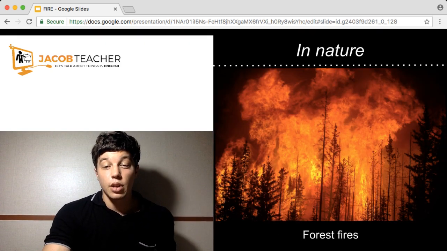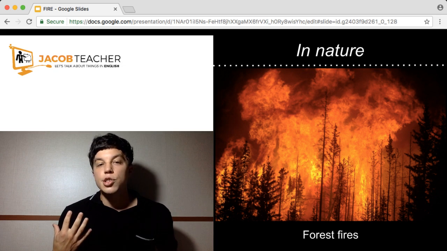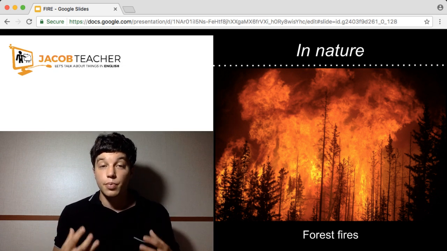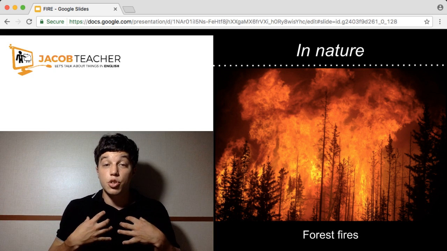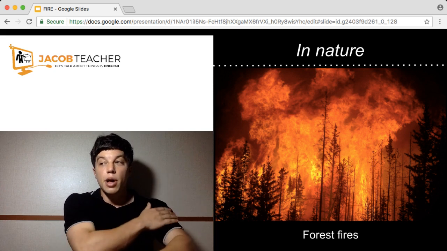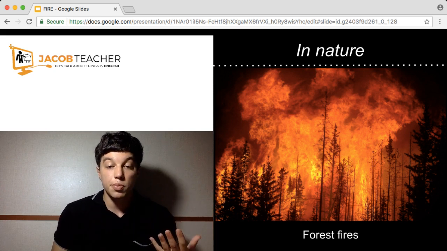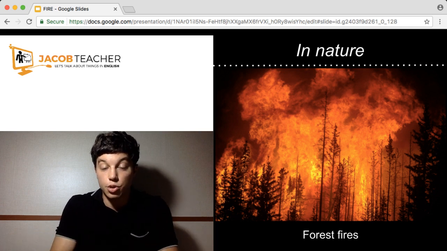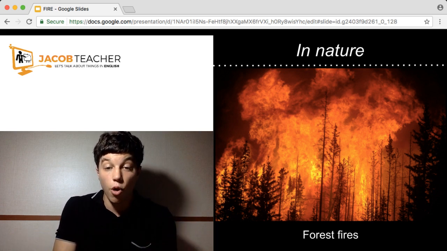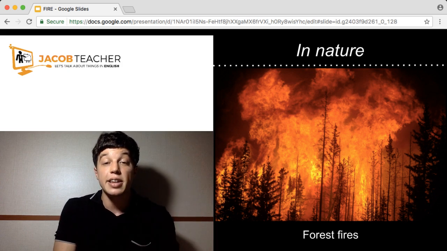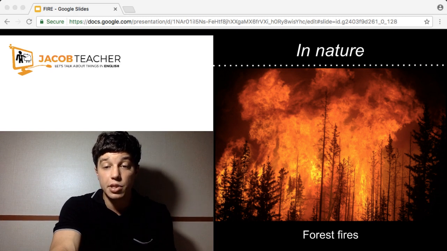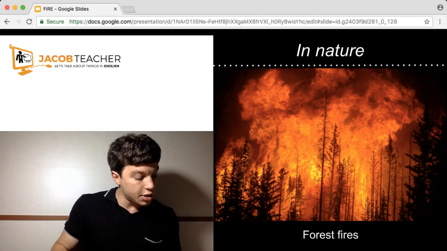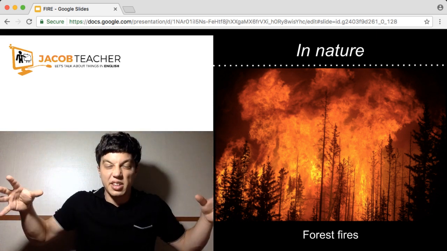In nature, let's think about forest fires. Now, forest fires are quite interesting because they cause a lot of problems for people, right? Especially when the fires come close to our societies. But forest fires, speaking in strictly natural terms, are good for the forest. They're actually part of the natural life cycle of a forest, right? So what happens is a forest grows really, really big and dense.